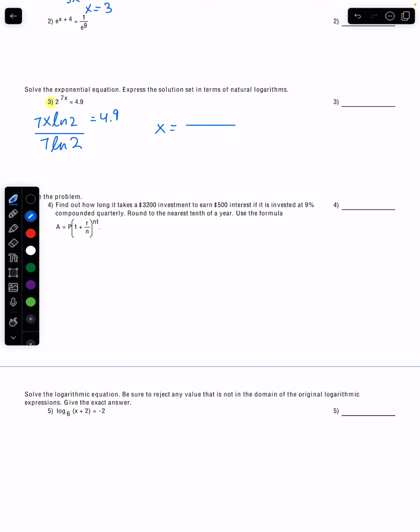And I did not write this well. This was supposed to be ln 4.9. So we took the ln of both sides, the natural log, and then we brought this 7x down. And now we're going to divide by 7 ln 2 to get x by itself. Your final answer looked like that.